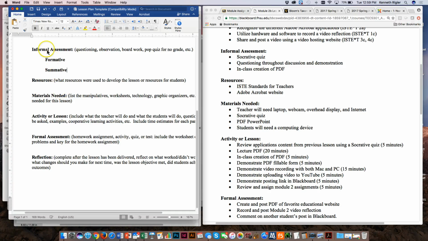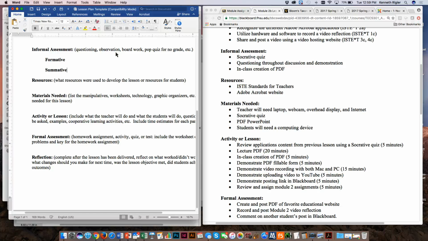Then we also have informal and formal. Informal assessments are those that we typically do not collect grades on. In simple terms, informal assessments are those that we don't collect grades on. They're informal, a natural part of class. So examples that you see here are questioning, observation, maybe a pop quiz. They're ways for you as a teacher to tell if your students are getting it or not. So maybe you ask a question. Can you see if students learn or not by doing that?